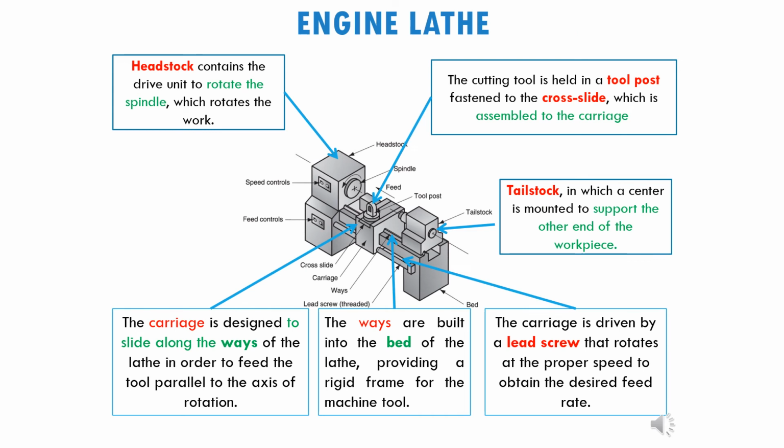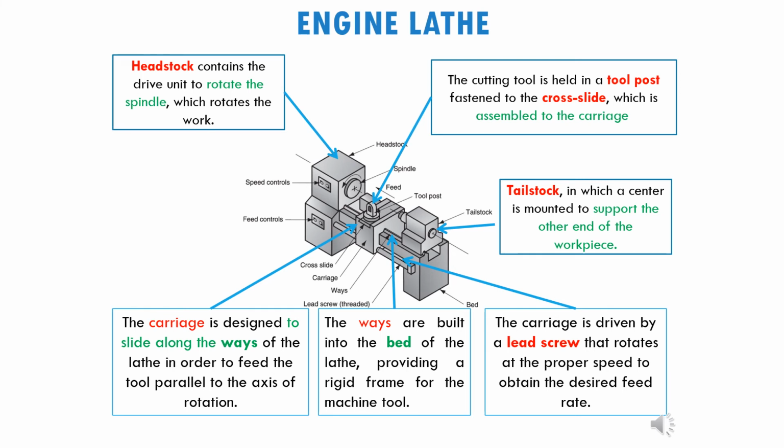So in turning process, we need machine to perform the machining process, right? So engine lathe is the machine tool used for the turning process. So here are some components on the lathe machine. Okay, so the first one is headstock. Headstock is where it contains the drive unit, where it will have the motor to rotate the spindle so that it can rotate the workpiece.